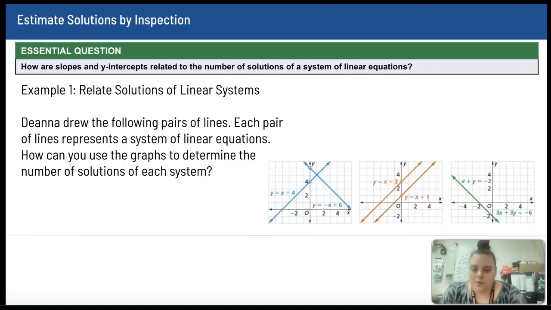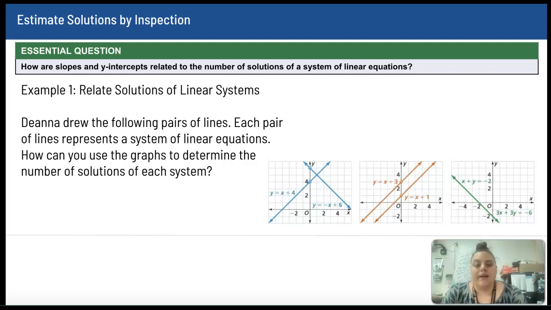As we look at the graphs, we see blue, red, and green. Blue lines, they intersect at one point. The red lines, they never intersect, they're parallel. And the green lines, it's two lines actually right on top of each other.